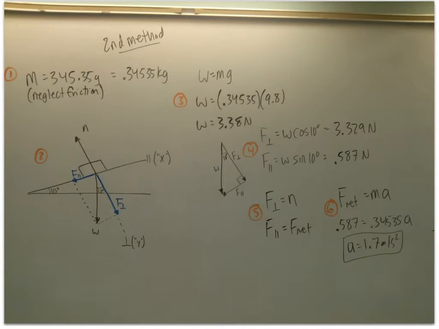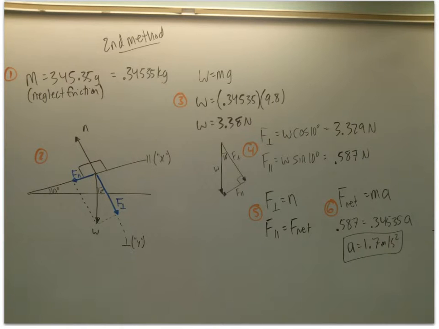So the weight is doing two things here. To calculate these, we're going to break this back up into its triangle, where we have the perpendicular component here, the parallel component here, and the weight is the hypotenuse of the triangle. So the perpendicular component is adjacent to the weight, so we use cosine. Perpendicular equals weight times the cosine of the angle, and that gives us a perpendicular component of 3.329 newtons. We do sine for the opposite side, which is the parallel component, and that gives us 0.587 newtons.